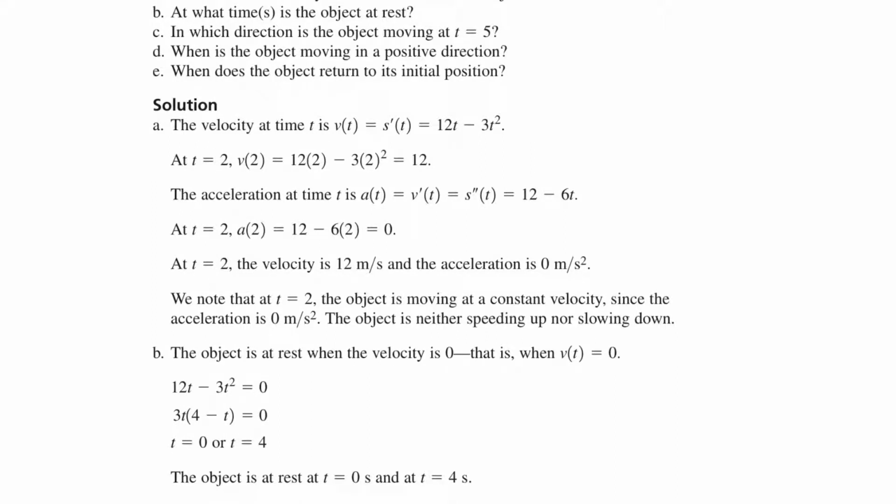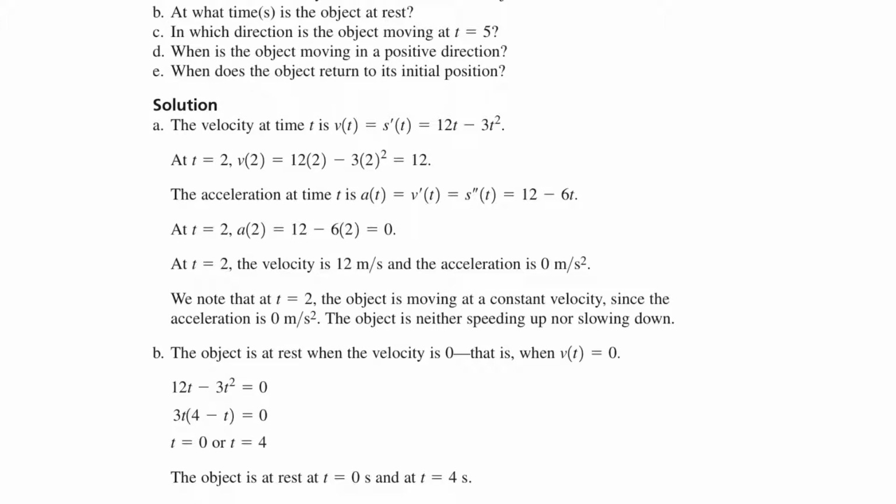Part B, at what time is the object at rest? The object is at rest when velocity is 0. Velocity is 12t minus 3t2. If we set it to 0 and use the factoring method, t is 0 or 4. Therefore, the object is at rest at t equals 0 and at t equals 4 seconds.